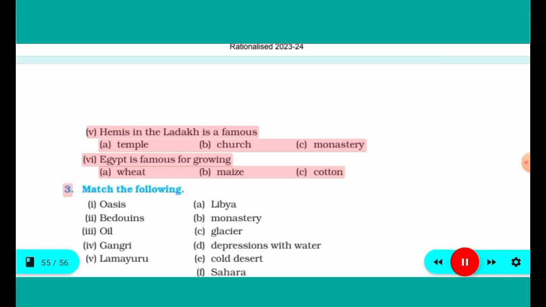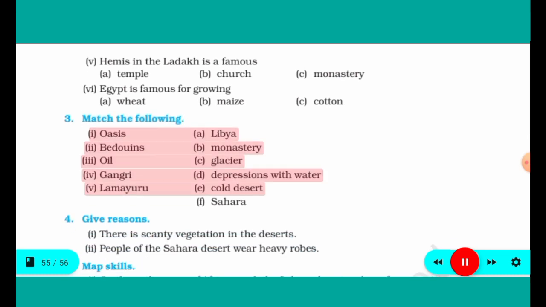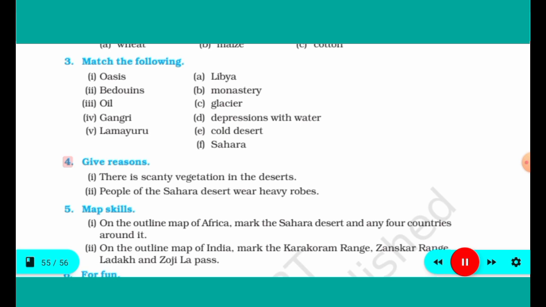3. Match the following. I. Oasis, A. Libya. II. Bedouins, B. Monastery. III. Oil, C. Glacier. IV. Gangri, D. Depressions with water. V. Lamayuru, E. Cold desert. F. Sahara.